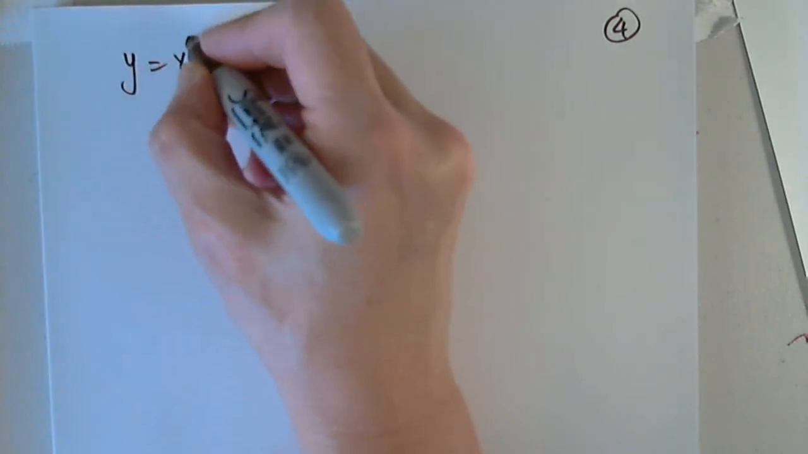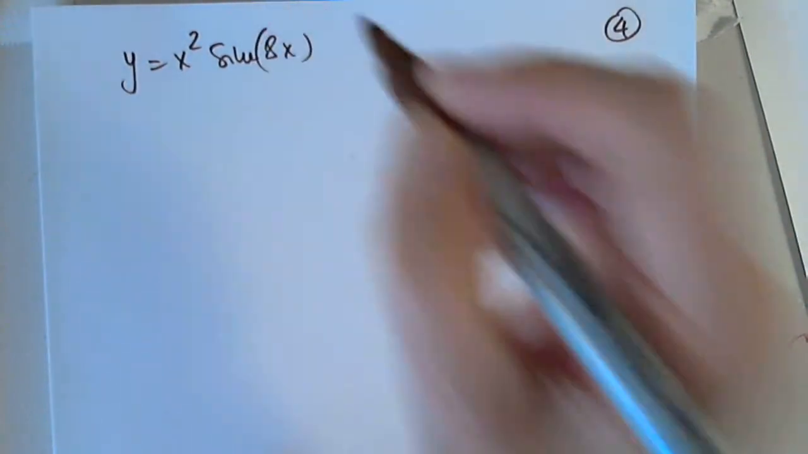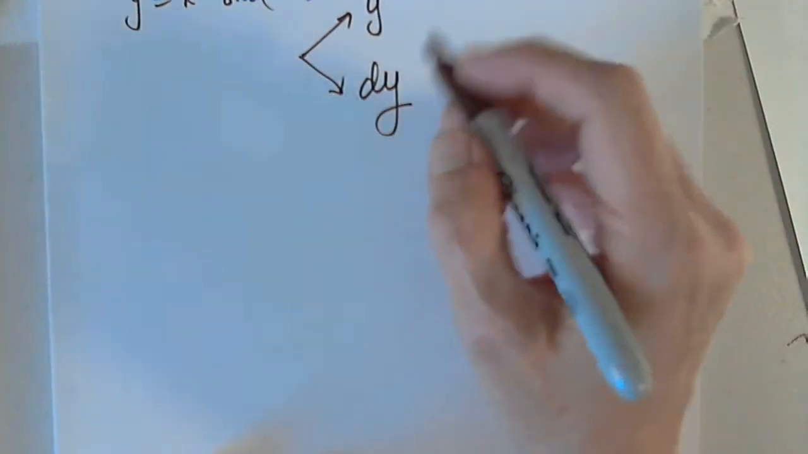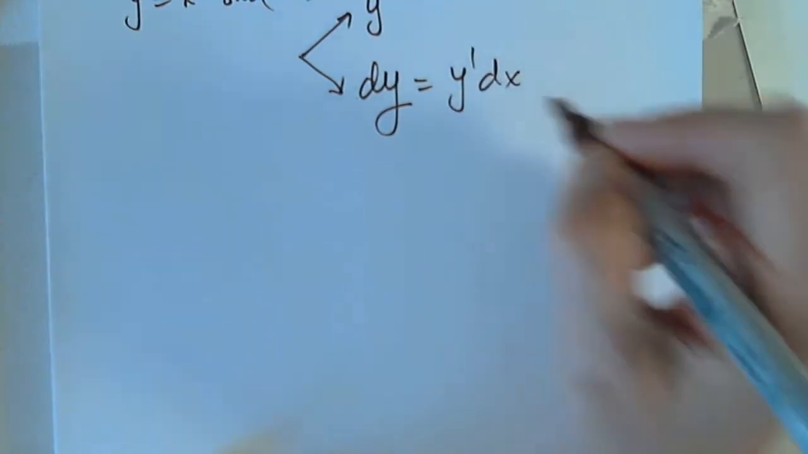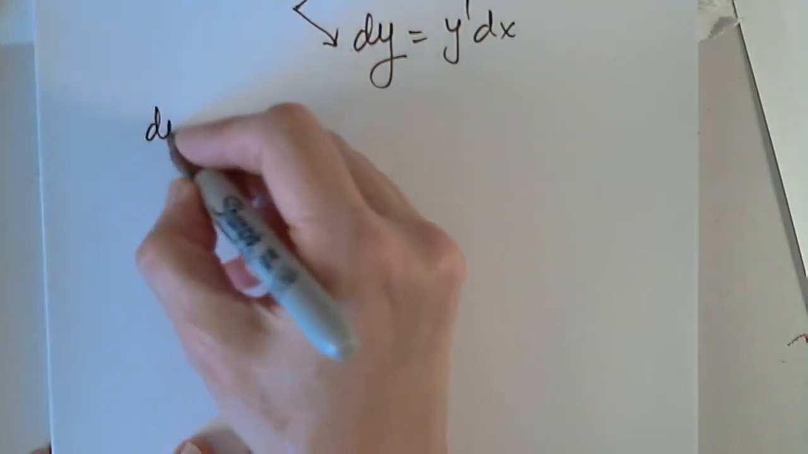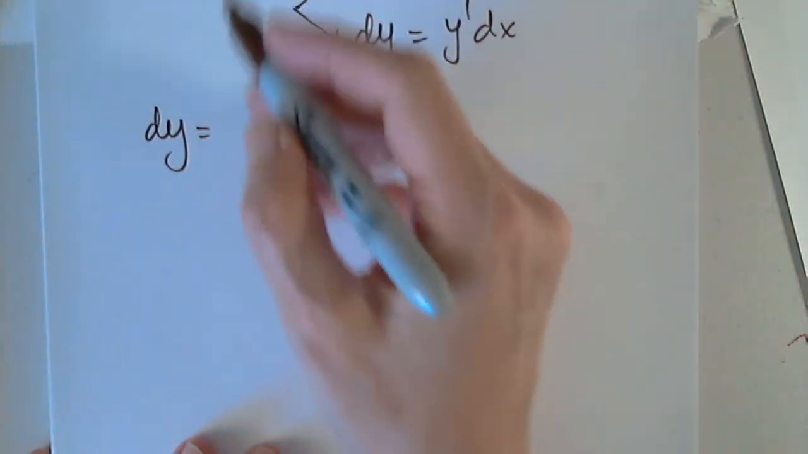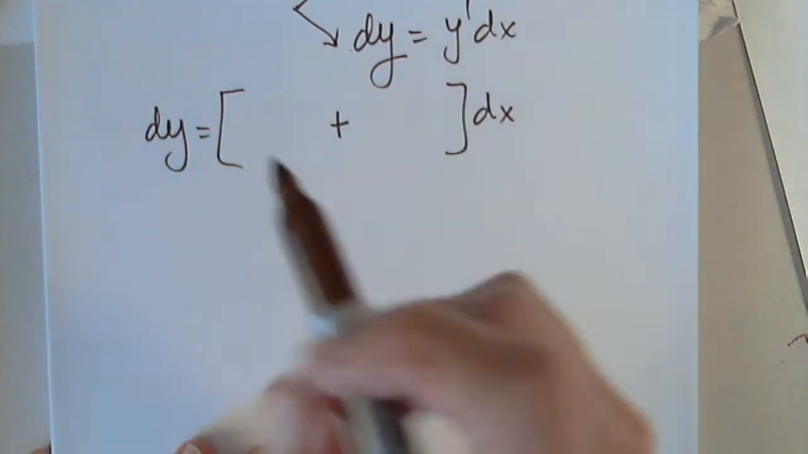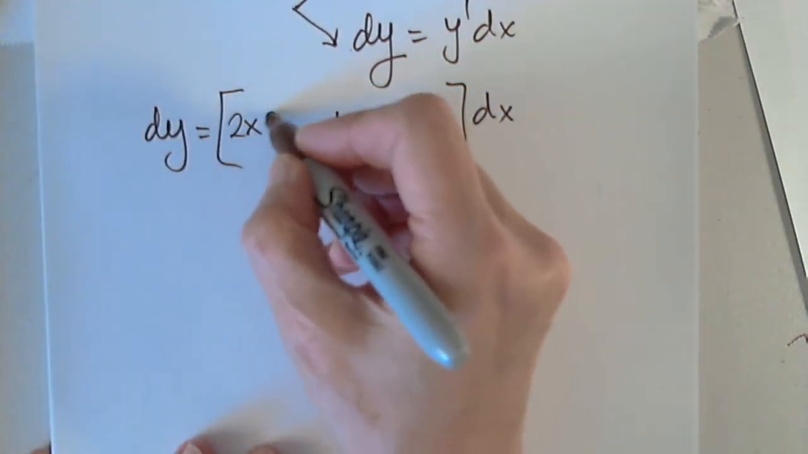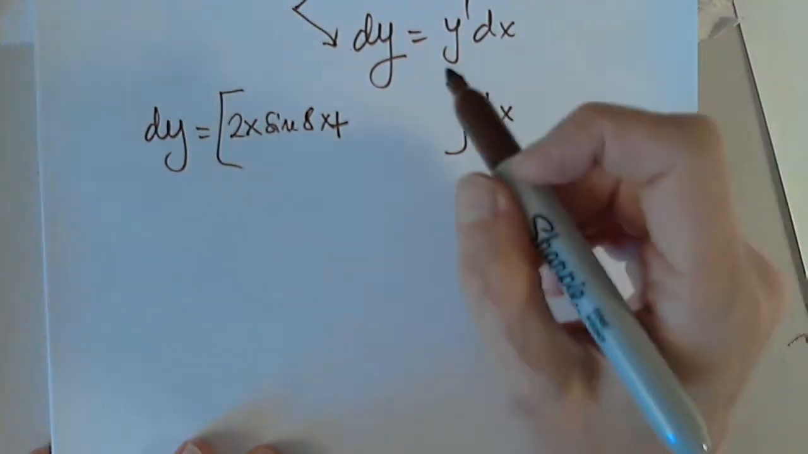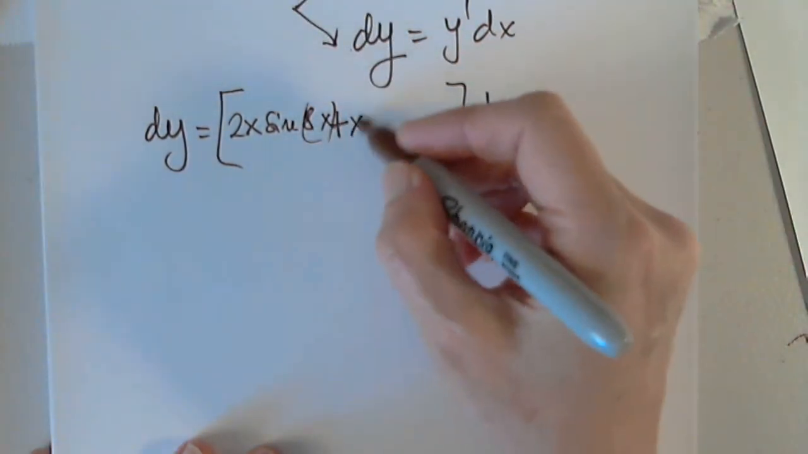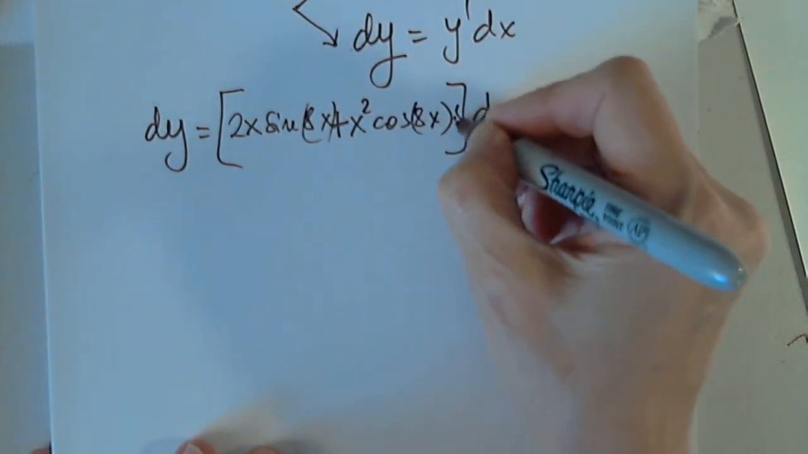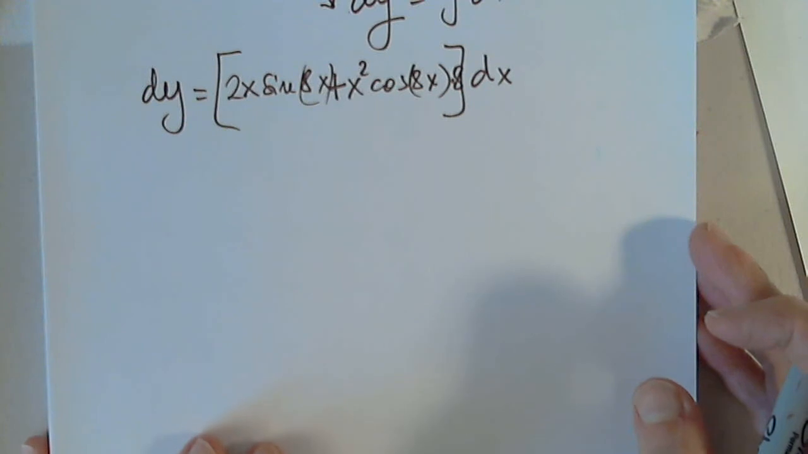y equals x squared sine 8x. Let me refresh your memory. y prime is y prime, but dy, which is the differential, is y prime dx. So that's all I have to write. dy equals, I have to use the product rule and put dx. It has to be a sum. The first function prime is 2x times sine 8x plus first function times cosine 8x times 8, the inner function prime.